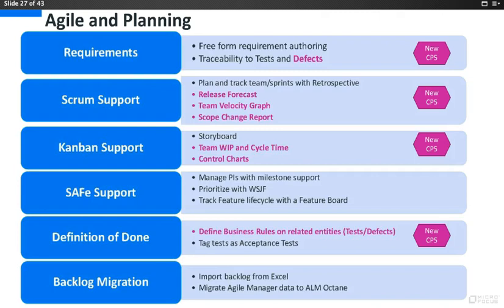In terms of backlog migration, if you are moving from other tools, we do support the ability to import from Excel. So you can export your backlog from the tool that you're currently using to Excel or a CSV file and import that into Octane and start working with Octane with your own data. For Agile Manager customers, we have a migration utility that actually takes an Agile Manager project or a workspace and converts it to an Octane workspace. So that's available as well.